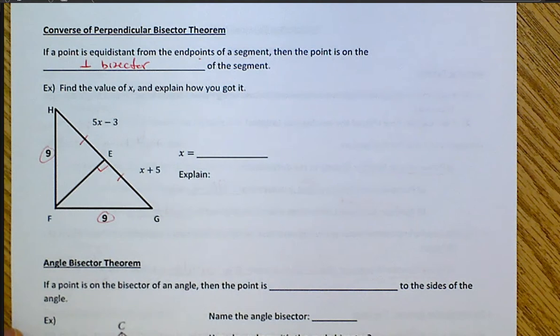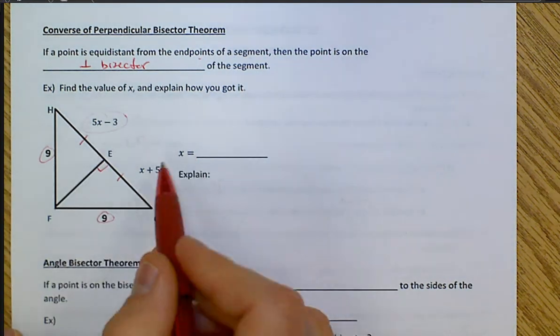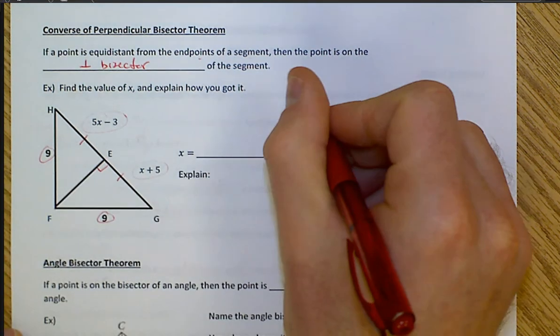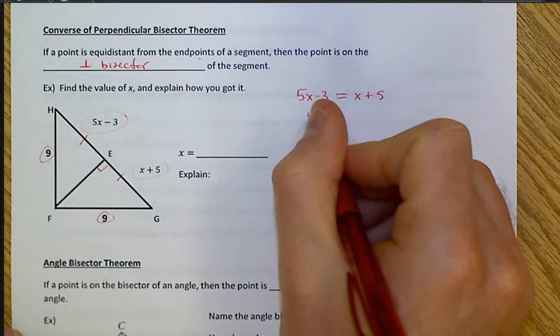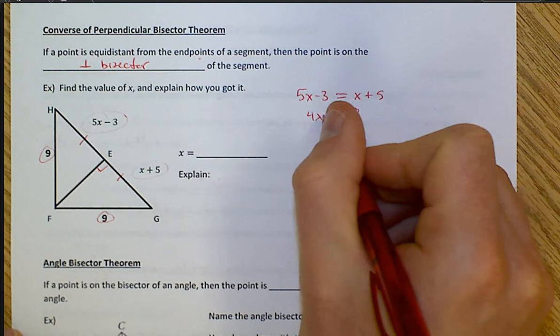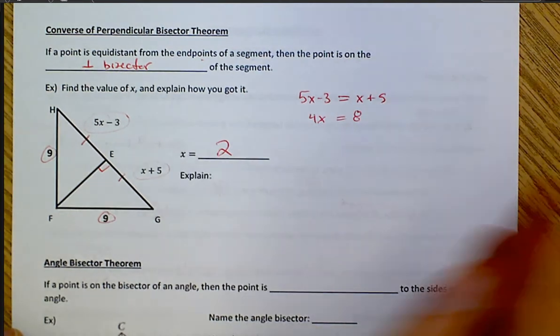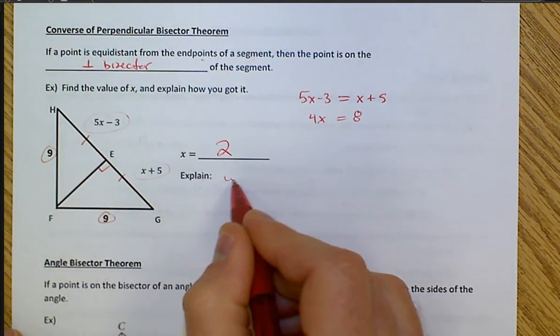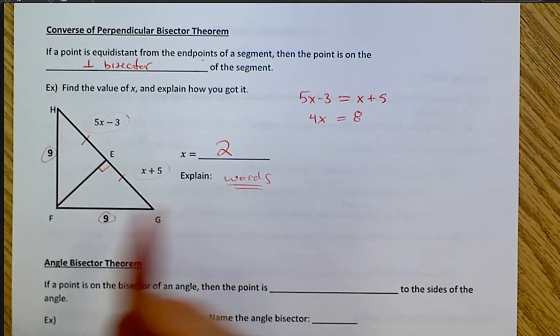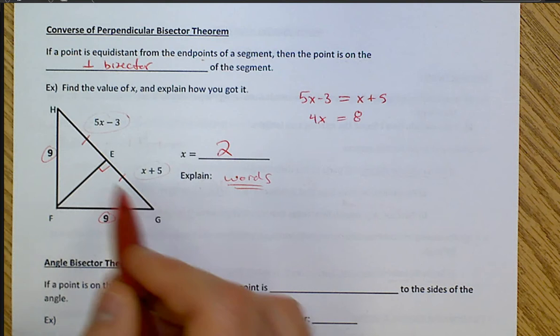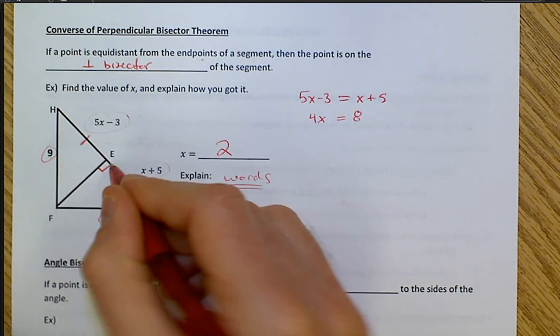So I know that 5x minus 3 and x plus 5 are equal to each other, so I just set them equal to each other and solve. Okay? 4x equals 8, and x would equal 2. And I kind of just explained it, but if you want to write that in words, you can. The biggest thing is saying that these are 9, so you know they're equal distance from the sides, so that these have to be congruent, thus perpendicular bisector.